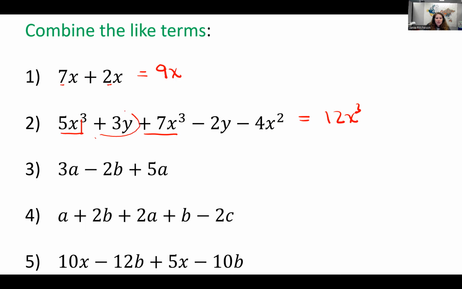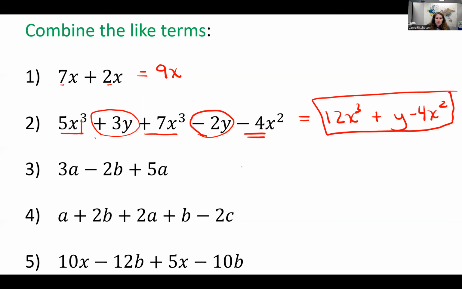And then we have 3y minus 2y. 3y minus 2y is positive 1y, or just positive y. And then this is a term that's not like the others, so it's just part of our answer. So this is all we can do once we've combined those like terms.